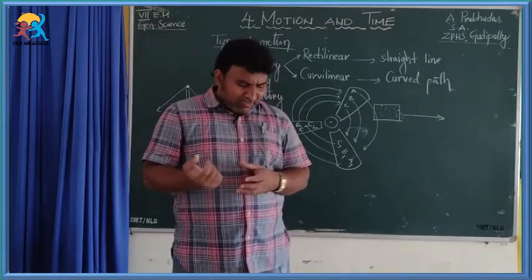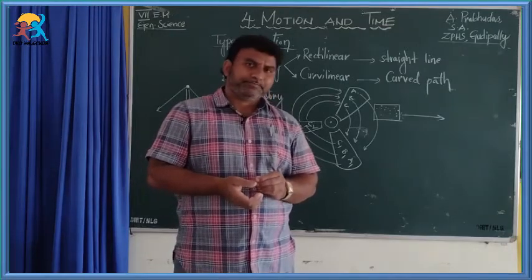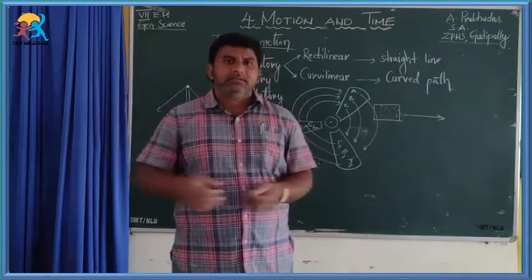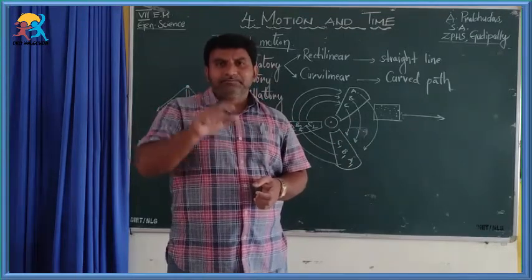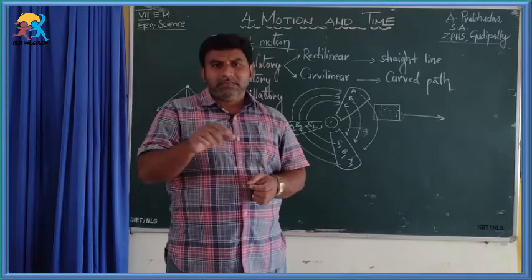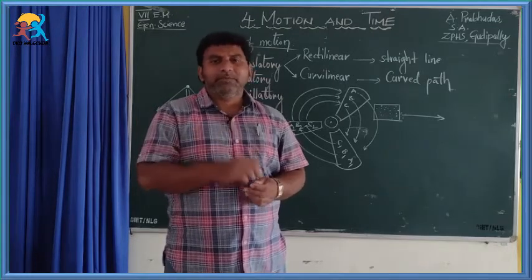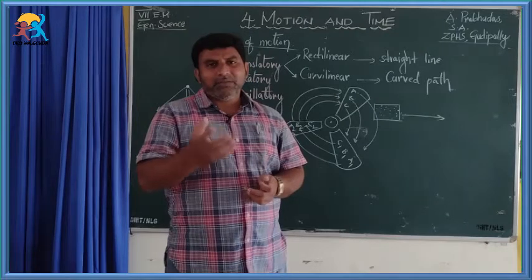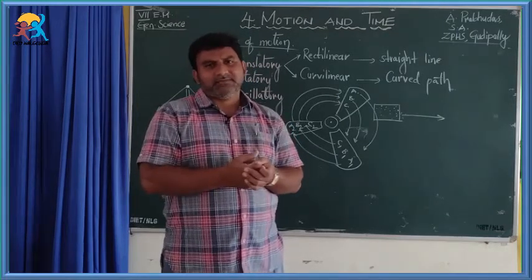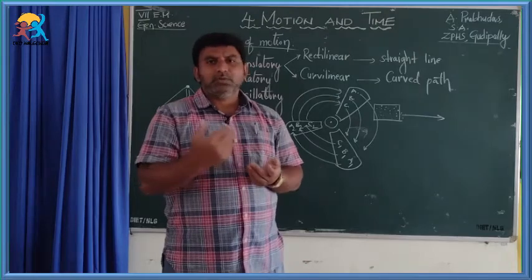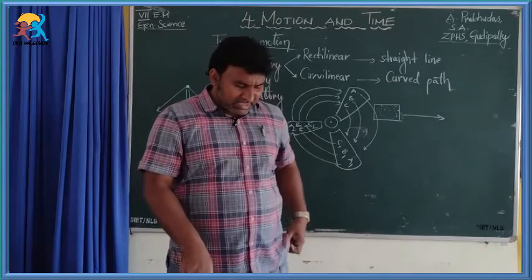And motion of a vibrating sitar string. A string is a wire attached to a sitar. If you pluck the wire of a sitar, it vibrates. Vibration is nothing but to and fro motion. It is an example of oscillatory motion, you can say that.